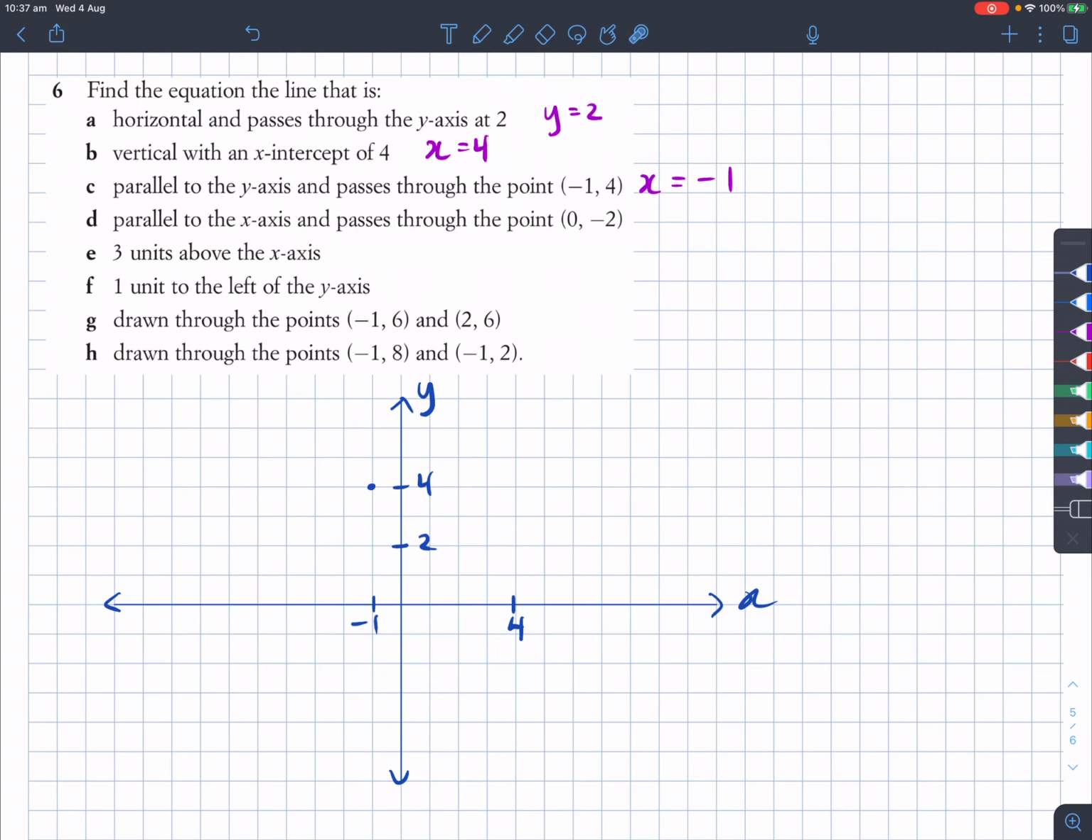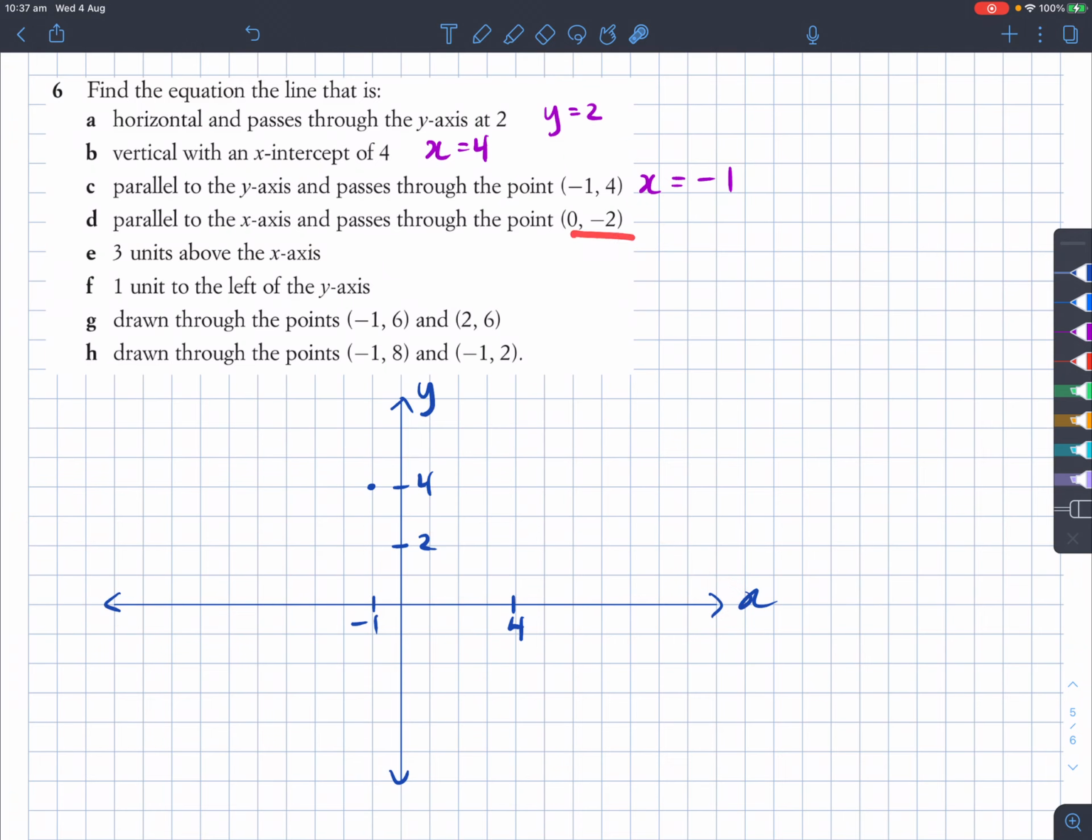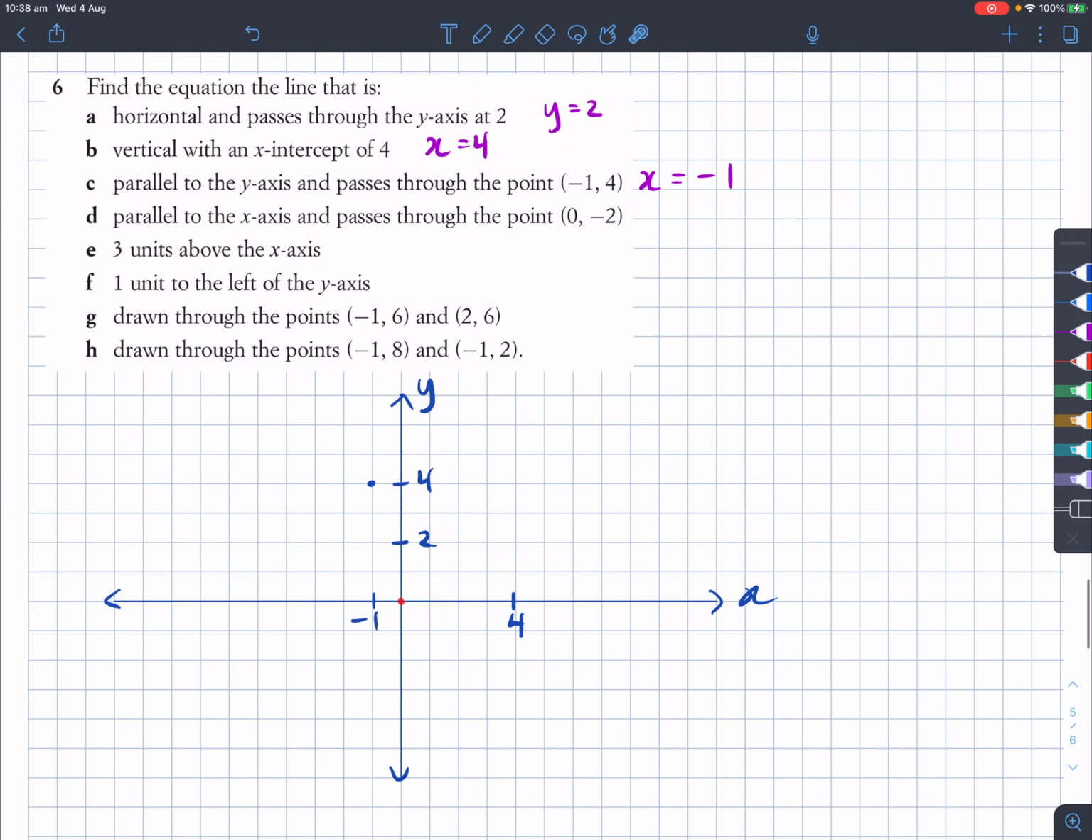Part D, which says parallel to the x-axis, meaning that it's a line that is the same direction as this line. So it could be this line, could be this line, etc. Has to pass through 0, -2. So 0, -2 means 2 down from the origin, 0 left to right. So 2 down would mean somewhere here. Okay? And it's parallel to the x-axis, so it has to be something like this. So what kind of axis does it cross though when you draw it? It crosses this number here, which is on the y-axis. So y would equal -2.